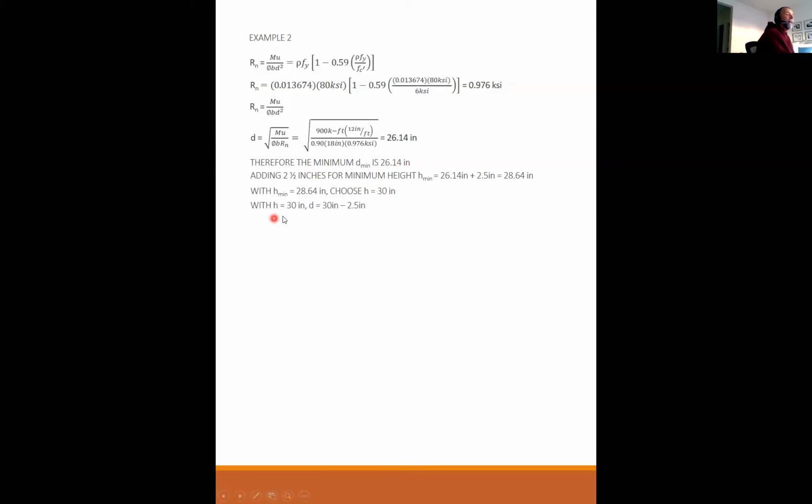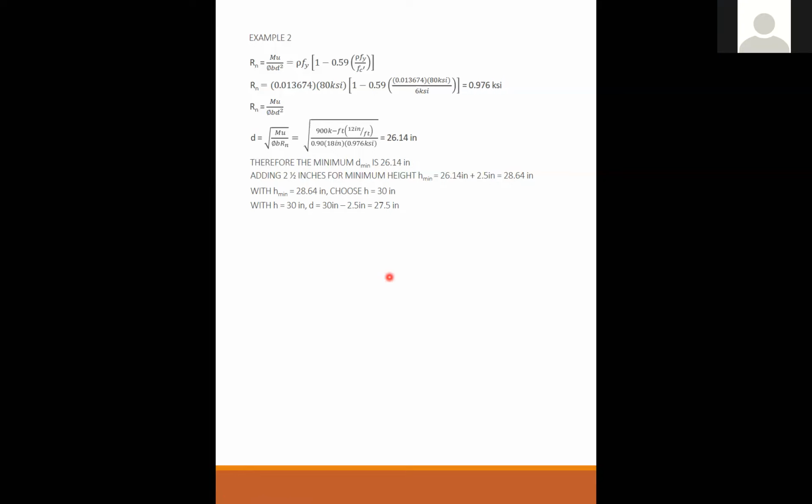So with a height of 30 inches, that's something I can build. Then I find what my real D is going to be, 30 inches minus 2.5 inches, 27.5. So this D was my target minimum, but this D is what I'm actually going to build. Does that make sense to everybody?